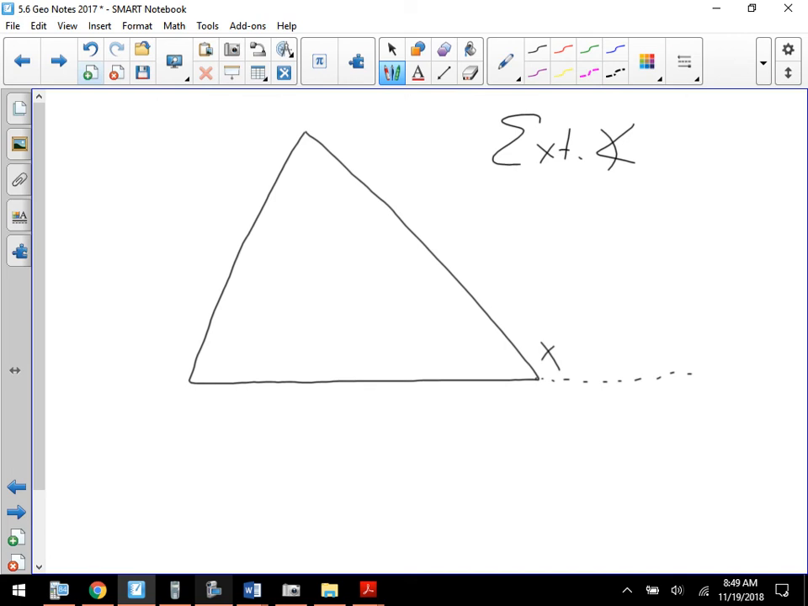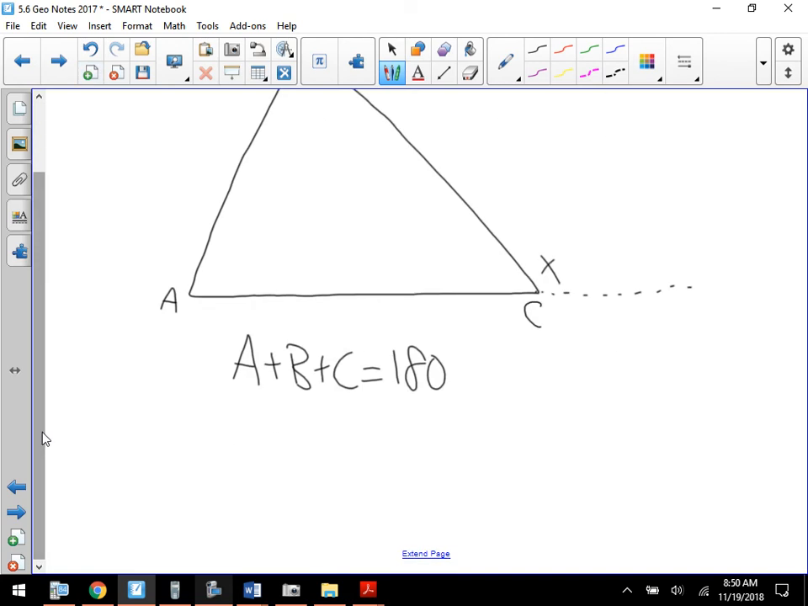Do you guys agree that the 3 angles inside of a triangle, if I call them angle A, B, and C, angle A plus angle B plus angle C has to equal 180 degrees? You guys okay with that? Now, if I'm calling this angle here angle C, what would angle C and angle X have to add to equal? They also have to add to 180. So I can say that angle C plus angle X also equals 180.